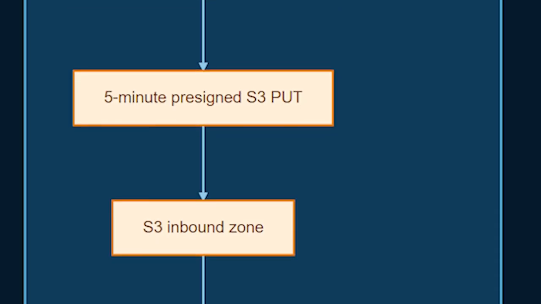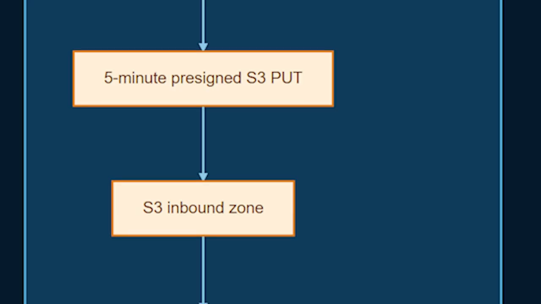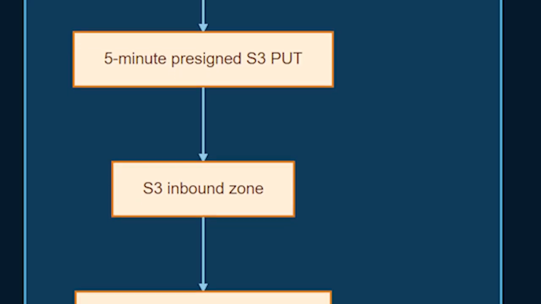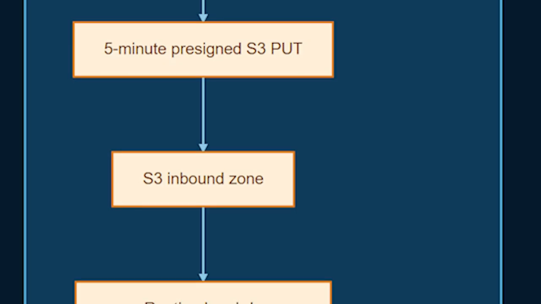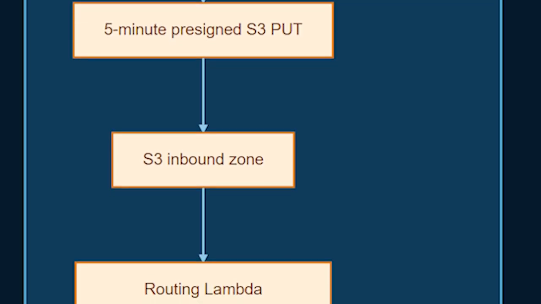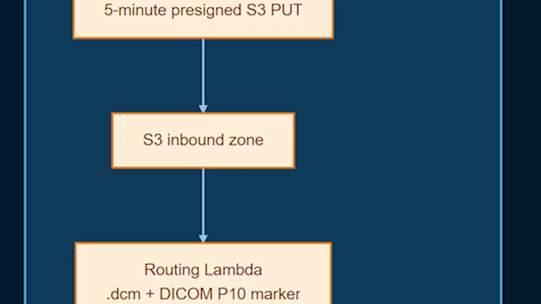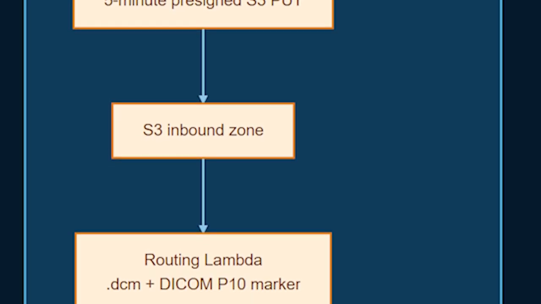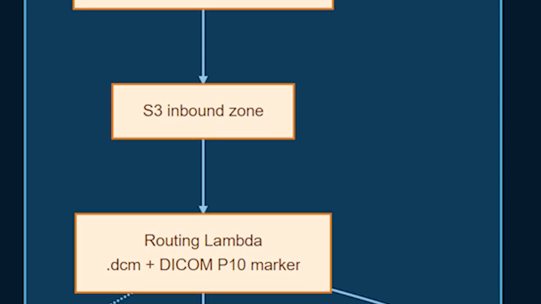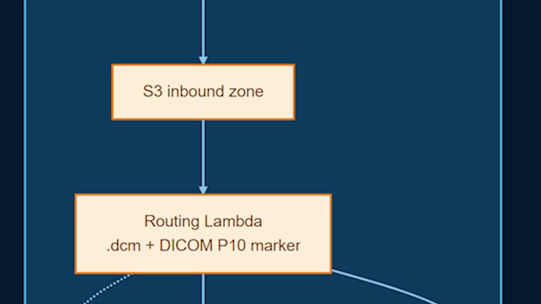S3 inbound zone. Every file lands in an inbound zone first. At this stage, it is untrusted and cannot yet enter the clinical imaging workflow. Routing Lambda. The routing control checks for a .dcm file name and the DICOM P10 DICM marker at byte 128. This is an intake routing safeguard, not a diagnostic or full clinical validation.